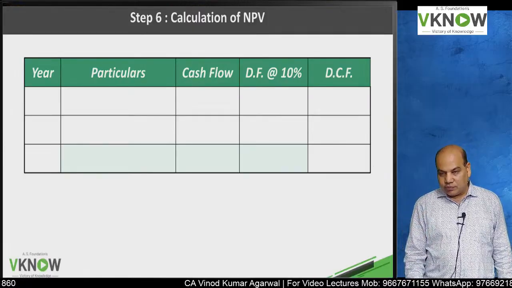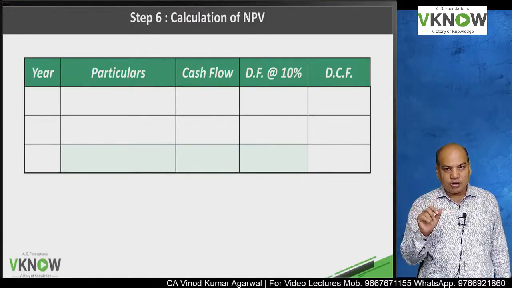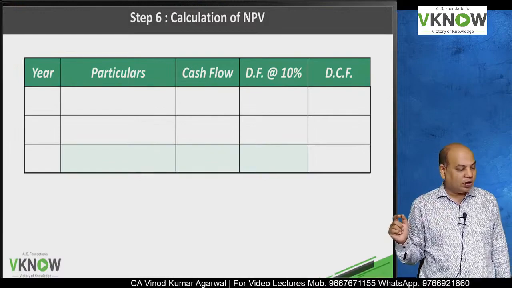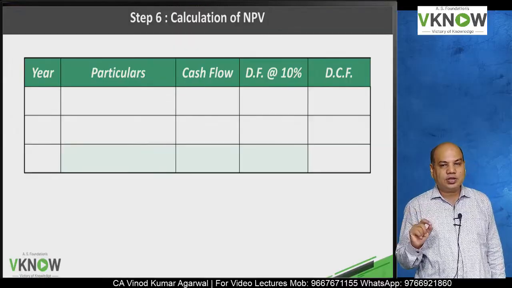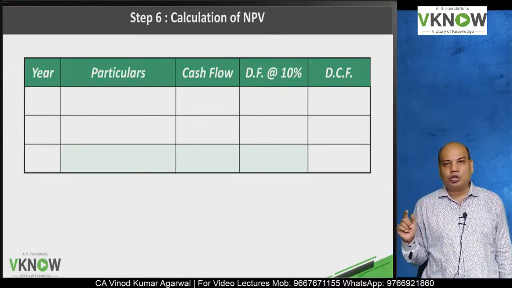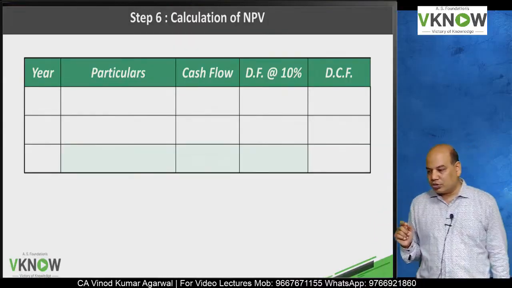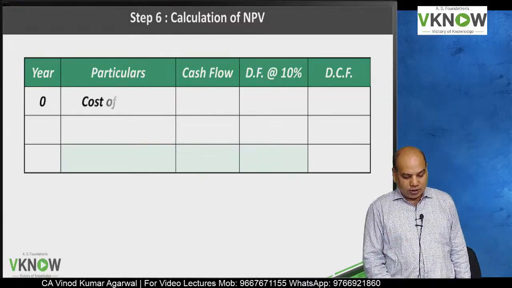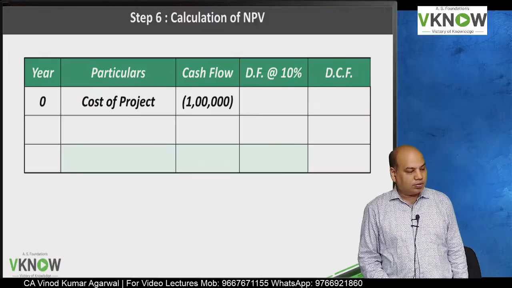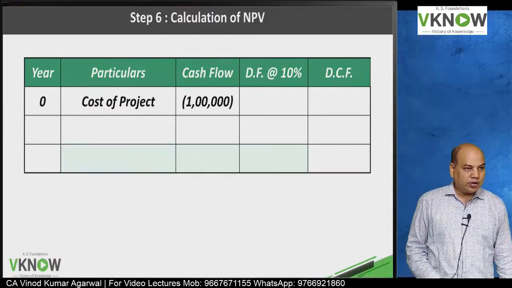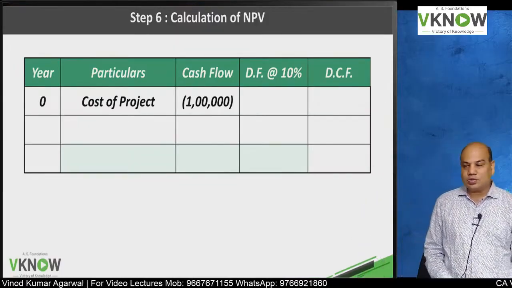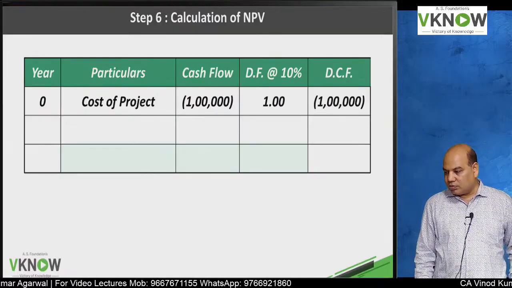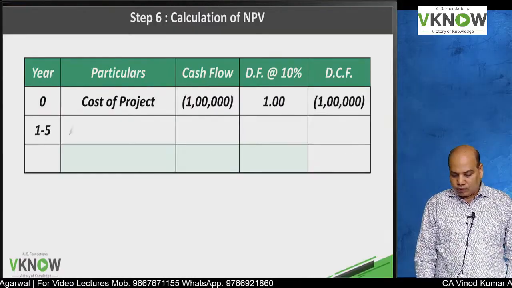So compute NPV. Draw this table with 5 columns: year, particular, cash flow, discounting factor at 10%. The last column is DCF, discounted cash flow, or you can write present value, it doesn't matter. Year 0, cost of the project is 1 lakh. Present value 1 lakh.